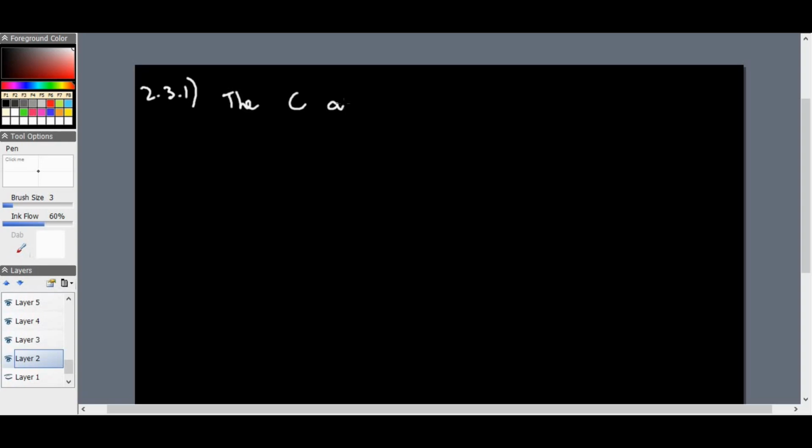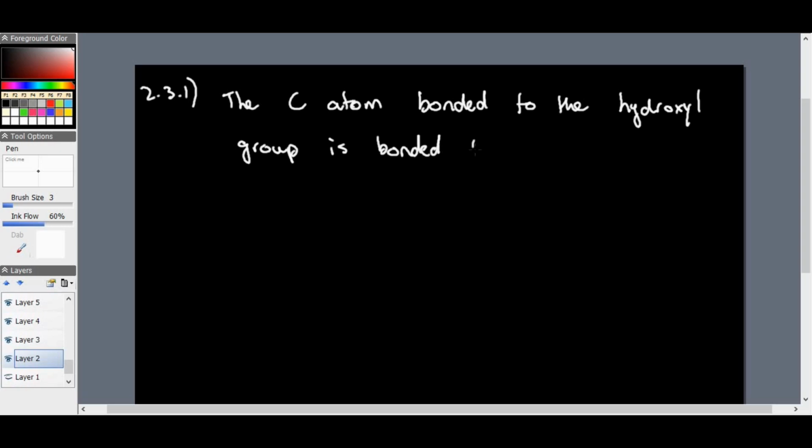The C atom, which is the carbon atom, you don't need to write out the full word, the C atom bonded to the hydroxyl group, so that's the carbon that has the OH bonded to it. Hydroxyl, that's what OH is called, the hydroxyl group. That carbon is bonded to only one other carbon atom, or C atom rather. Okay, that's a good enough definition. Awesome.